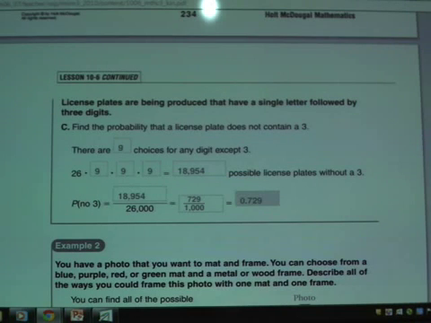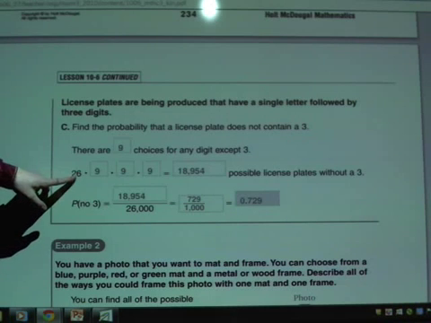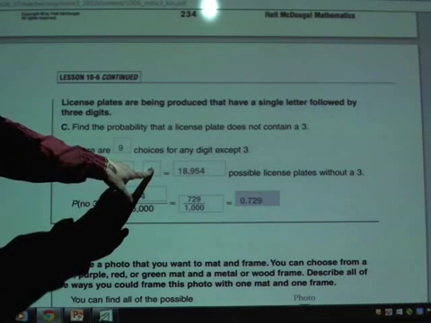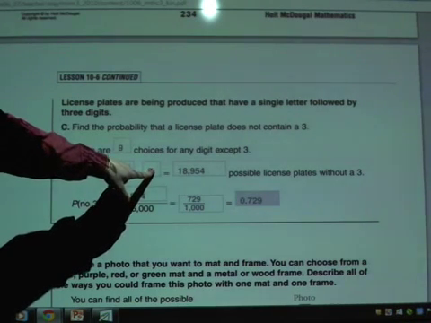All right, now they're asking us to find the probability that a license plate does not contain a 3. So we're still using that same number we computed earlier, that 26,000, but now we've got to come up with a plate that doesn't have a 3. So the first spot, again, remember, that was a letter. Any of 26 letters will work there. That's not a problem. Now, these next 3 spots are the numbers. We have to figure that out here.